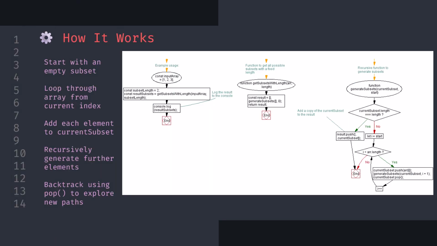This function uses a common pattern in recursion called backtracking. We build each subset by exploring one element at a time. When we hit the length limit, we add it to our results. We then backtrack and try the next possible value.